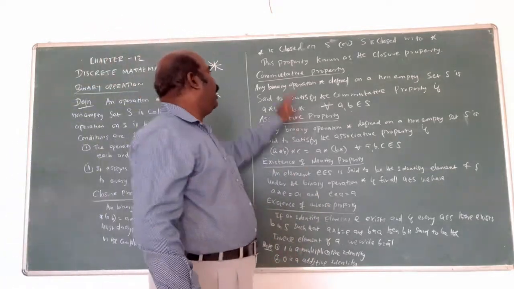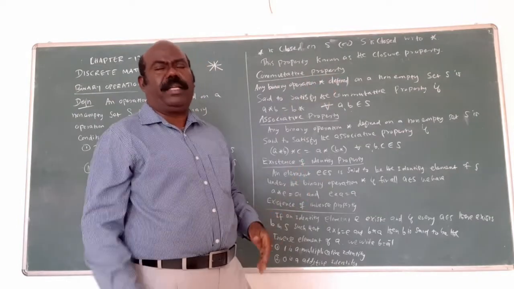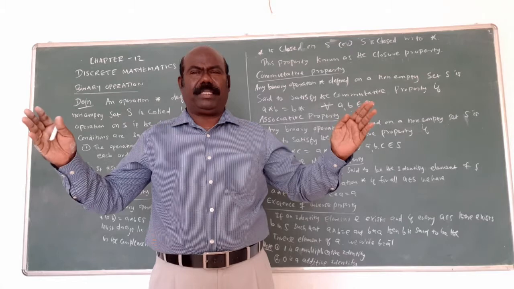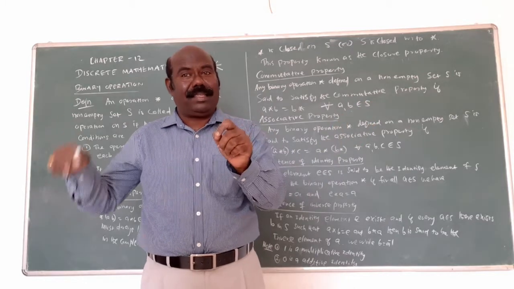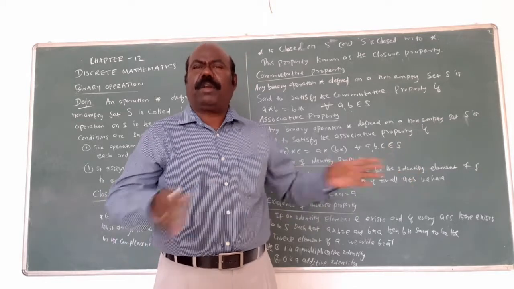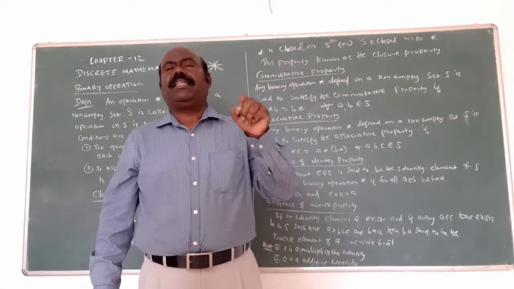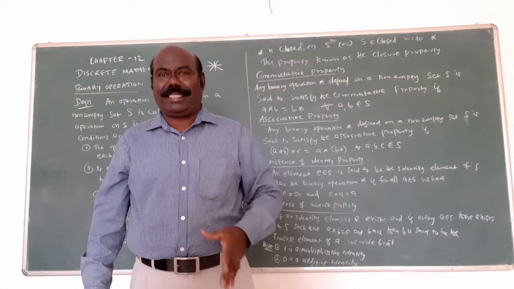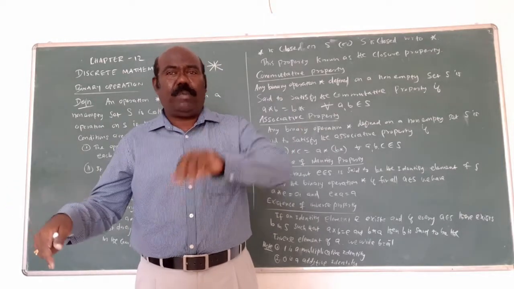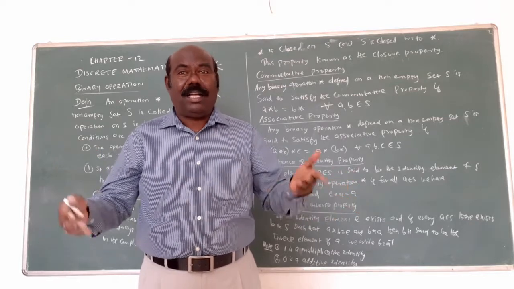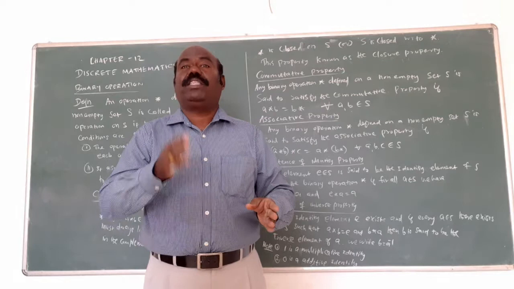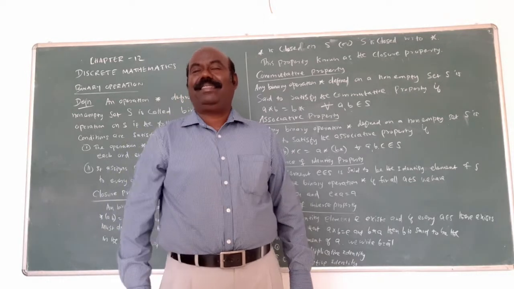In this way, the commutative property, you already know the property. Suppose you take two elements, 1 and 2. 1 plus 2 is what? 3. 2 plus 1 is what? 3. That's why the commutative property is true. For example, instead of plus, you take minus. Suppose 1 minus 2 is minus 1, and 2 minus 1 is plus 1. That's why the commutative property is not true with respect to subtraction.